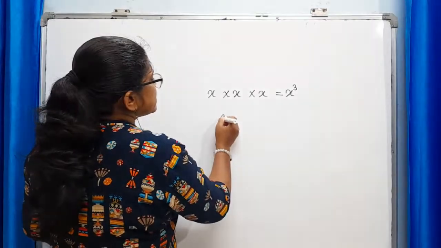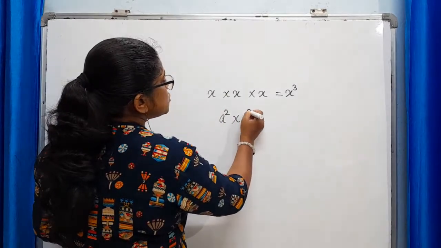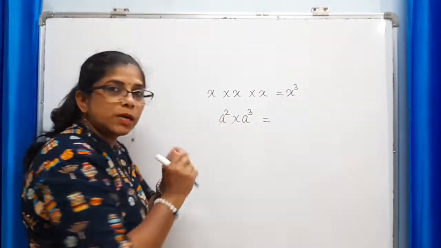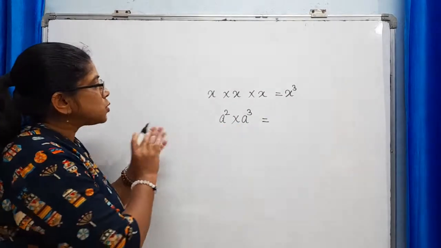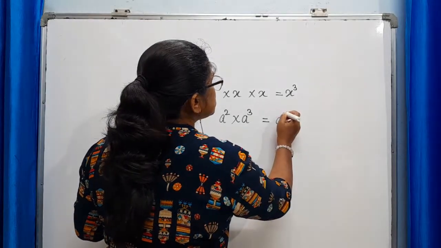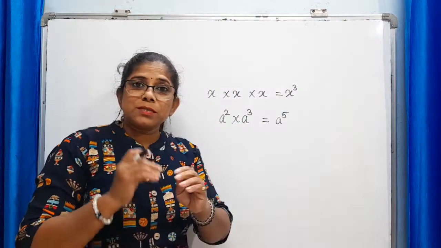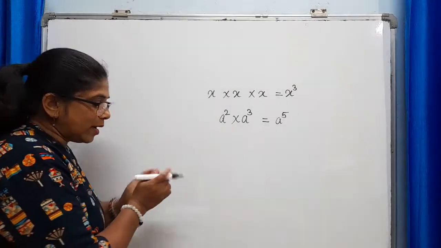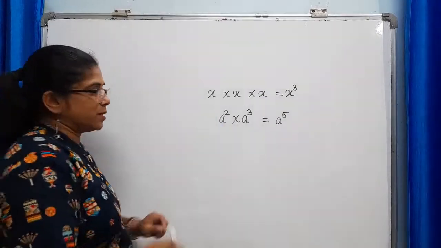Now if it is something like this, a to the power of 2 into a to the power of 3, the meaning of this is, here a is multiplied 2 times, here a is multiplied 3 times. So altogether we have a 5 times. So the answer is a to the power of 5. I will explain these exponents in detail in one of my upcoming videos. So right now, whatever is important only for our multiplication of algebraic expression, I will explain that.